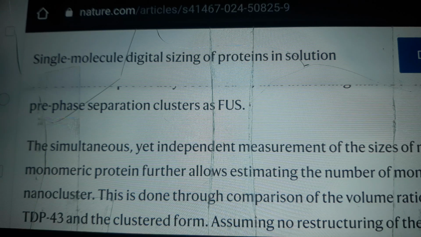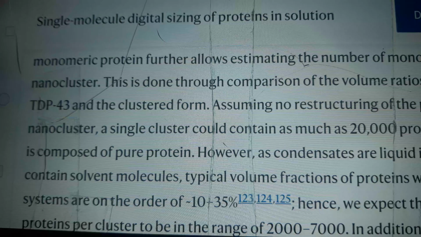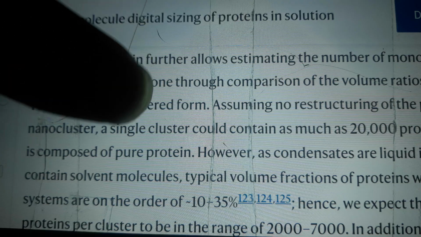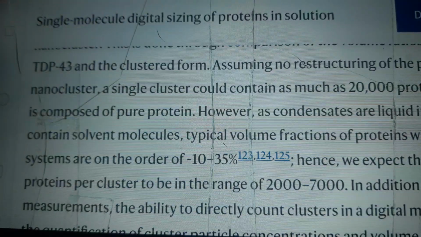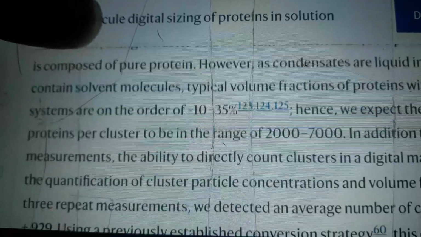The simultaneous yet independent measurements of the sizes of nanoclusters and monomeric protein further allow estimating the number of monomer units per nanocluster. This is done by comparing the volume ratios of monomeric TDP43 and the clustered form. Assuming no restructuring of the protein within the nanocluster, a single cluster could contain as much as 20,000 proteins if the cluster is composed of pure protein.